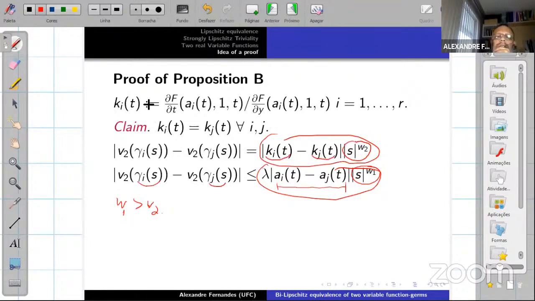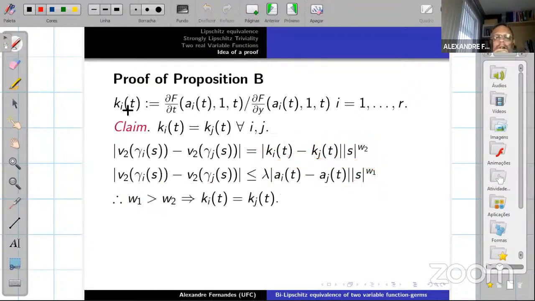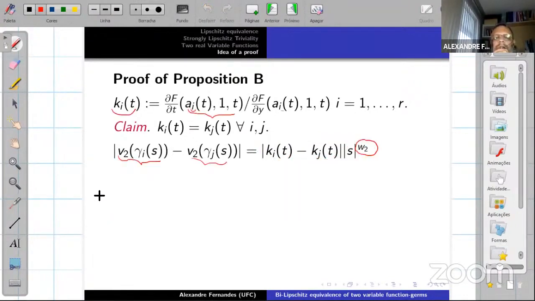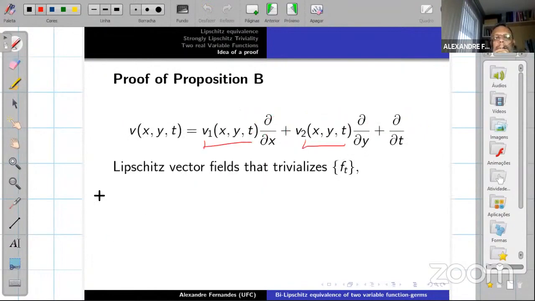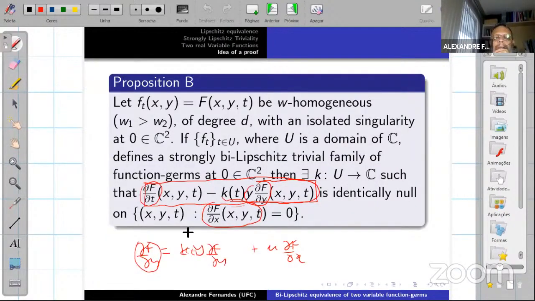Then all these functions here do not depend on the root. Then we have only one way to write all these functions, k of t. Then we have our proposition. The difference of this function, using this k function, is equal to 0 along the polar set. Then, using proposition A, you finish our proof.